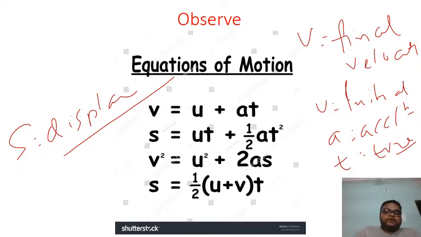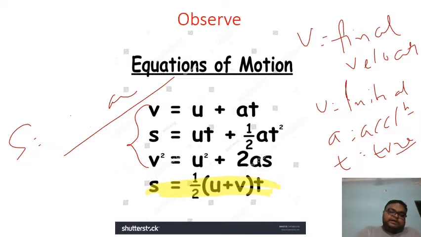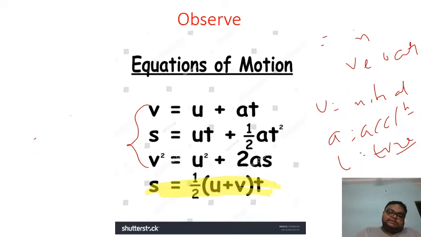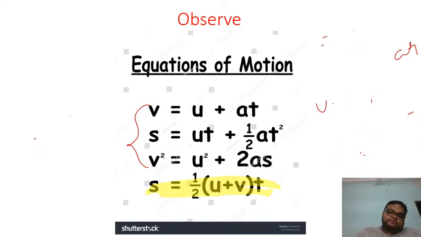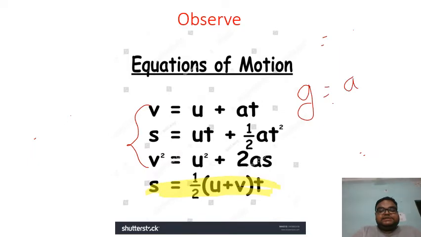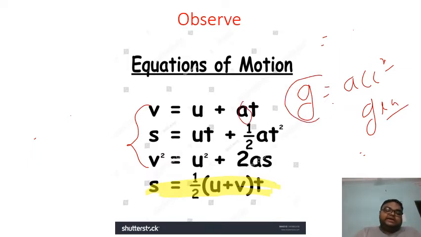Right, students? Now, for the sake of convenience, we will just ignore this equation of motion here. We will be going ahead with these three equations of motion. So now, we know that small g represents acceleration due to gravity. Acceleration due to gravity. So here a is also acceleration and g is also acceleration.